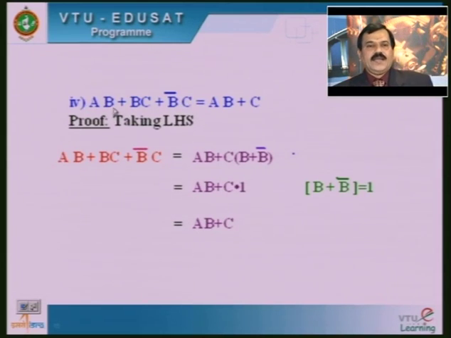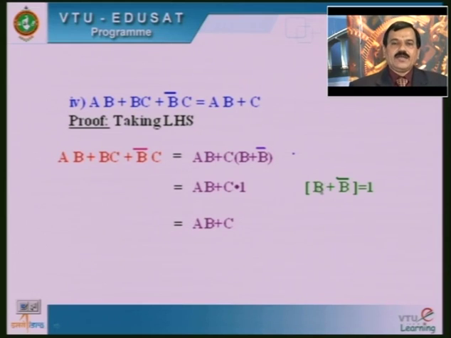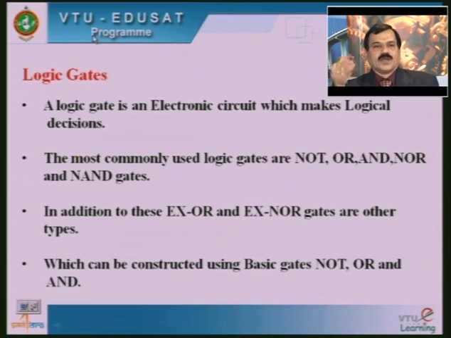The fourth one: AB plus BC plus B bar C, we have to prove it equals AB plus C. In this case, take the LHS value once again and start with AB plus. If we take C as common, then C into B plus B bar. B plus B bar can be equated to 1, since the sum of a variable and its complement is always treated as 1. So AB plus C into 1 can be rewritten as AB plus C, that is the required result, and the proof is completed. Now the logic gates.